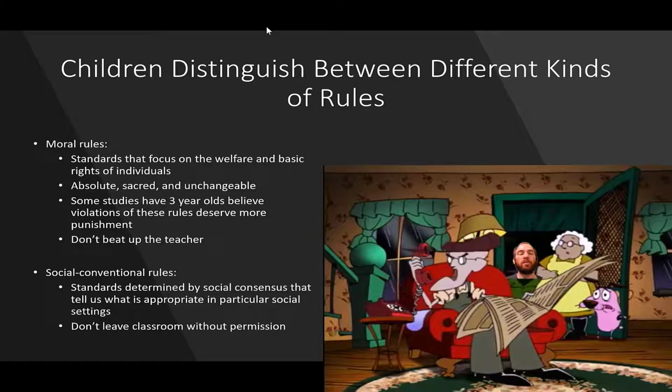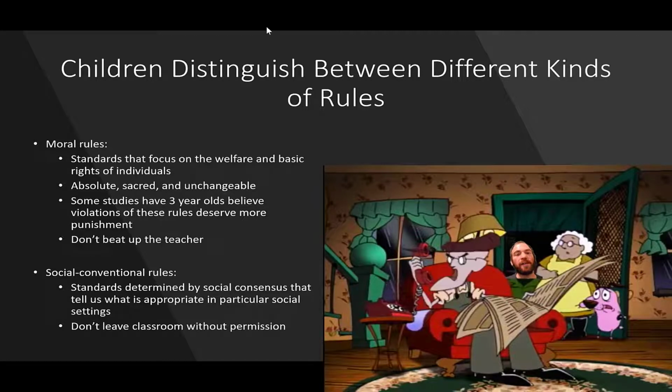So basically, children are able to distinguish between these rules that are like life and death versus more socially conventional rules. They're determined by social consensus, but are kind of makeshift rules that we use to maintain a certain etiquette, or just going through the motions of rules that exist within society that may not actually protect anybody's welfare or fundamental rights, and may not involve life or death circumstances.